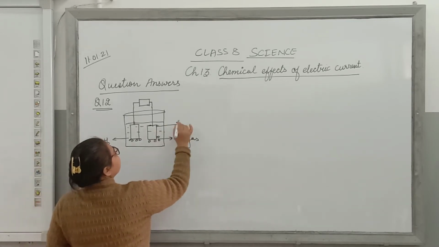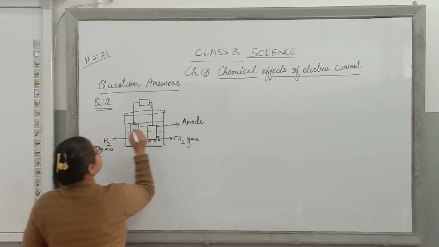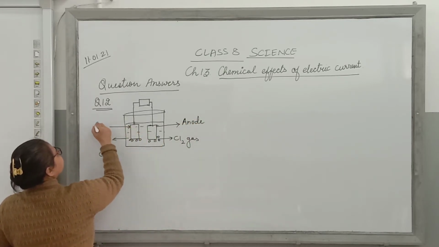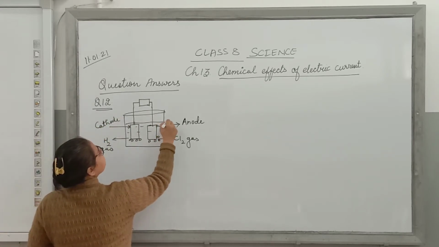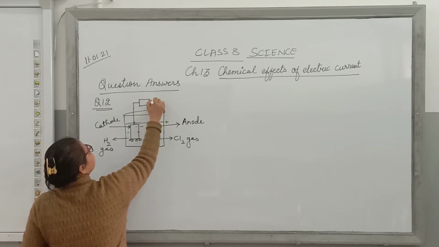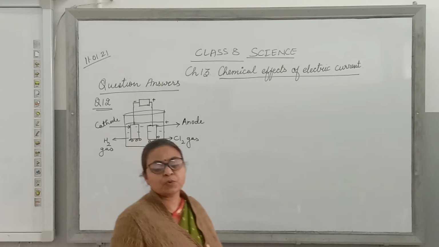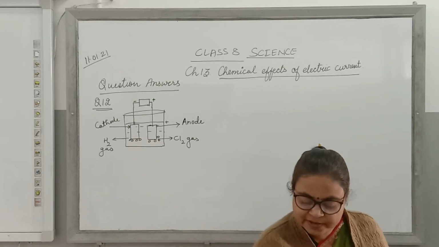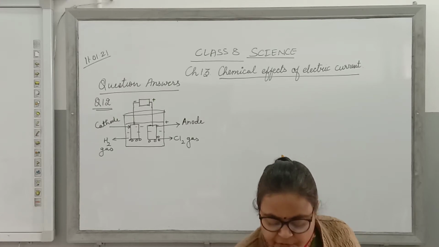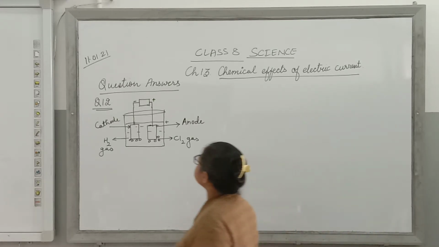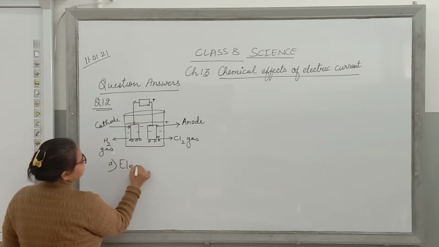So the label here should be anode and on this side it should be cathode, the negative electrode. Anode is the positive electrode and cathode is the negative electrode. Then there are two questions asked. The first one is name the process demonstrated in the figure alongside. Now what process is this? The process is electrolysis of water.